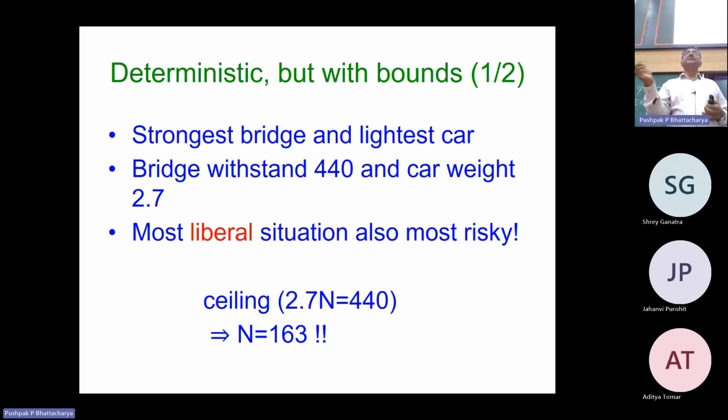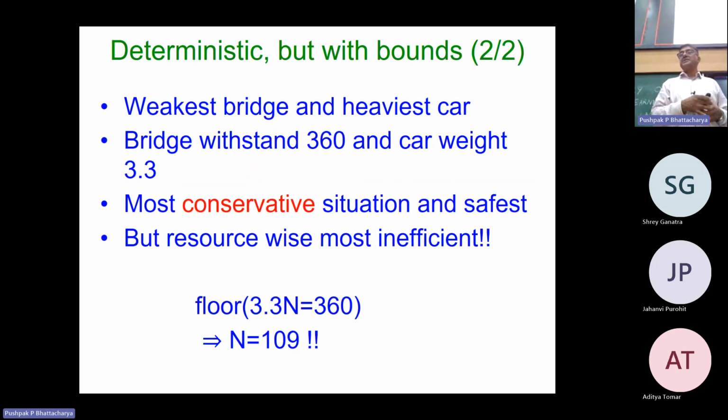Okay, mean comparison gave me 133, now it is 163. 30 more cars can go, but risk also increases. Then we come to this situation, the most conservative. Assume that the bridge is the weakest. So the bridge can withstand mean minus 1 sigma weight, which is 360. And car weight is also maximum, which is mean plus 1 sigma, which is 3.3. So this is the most conservative situation and the safest, but resource-wise most inefficient.